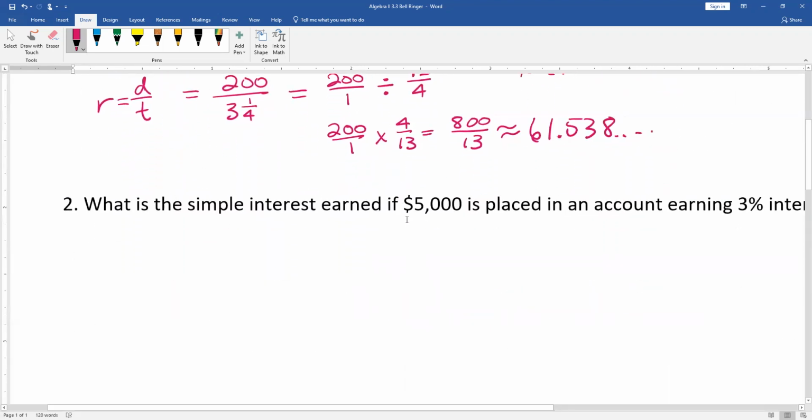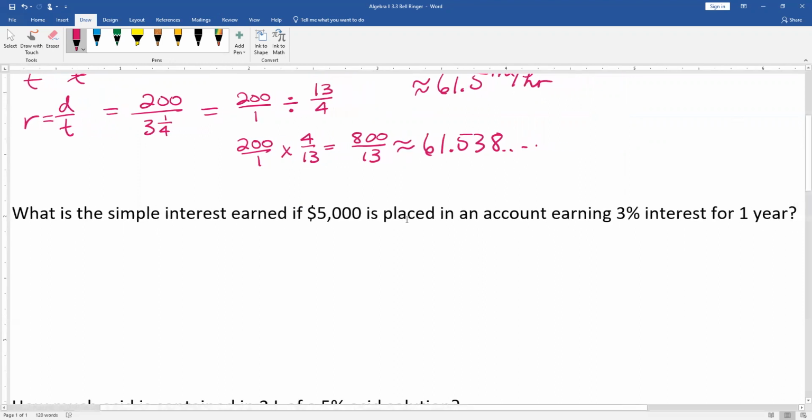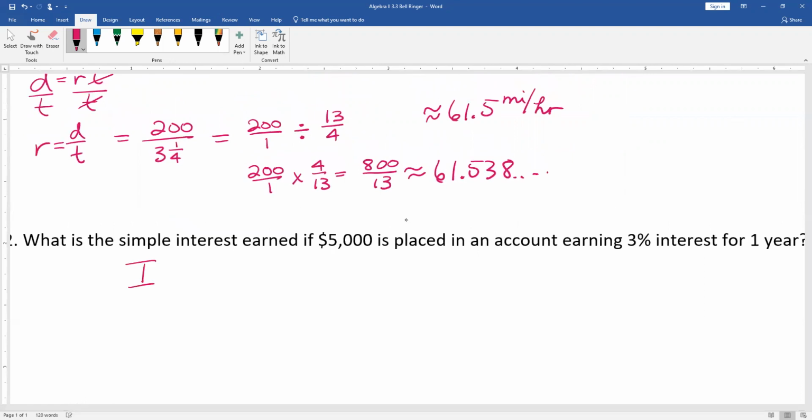All right. So the second question that we had is, what is the simple interest earned if $5,000 is placed into an account earning 3% interest for 1 year? So this is using our interest formula, which is interest equals the principal times the rate of interest earned times the time. Now, in this case, time is 1 year, and anything times 1 is itself. So I'm actually going to just not even bother with that variable. So the simple interest we're wanting to learn is the principal, which is the $5,000, times the rate, which I'm going to change that 3% rate into decimal form, which is 0.03.